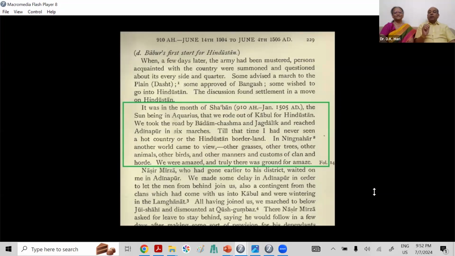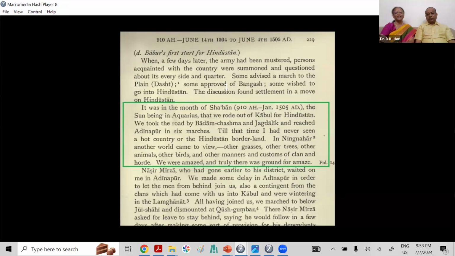So the first few words are about grass, because the land is green. There are more trees, there are more animals. Obviously, talking about both the flora and fauna of the geography of Bharata. And it's a big irony actually, this particular para, one would tend to wish it were otherwise. See, this army is coming marching, and then at one point, some advised a march to the plain, Dasht. So this is the plains into Tehran, Persia. Some approved of Bangash, some wished to go into Hindustan. The discussion found settlement in a move on Hindustan.